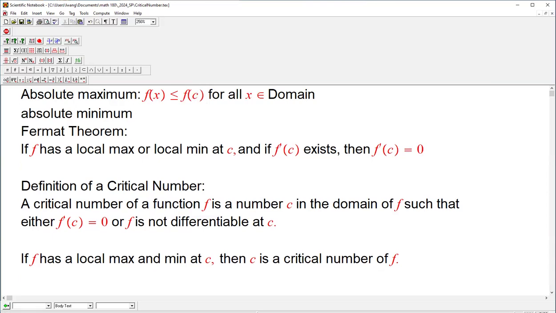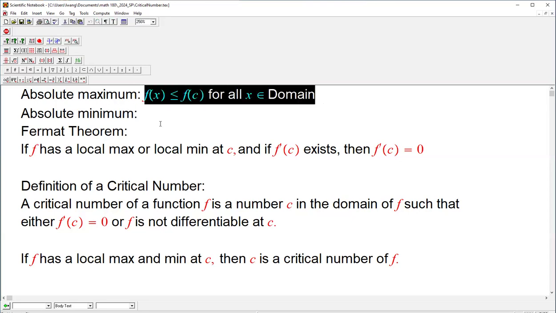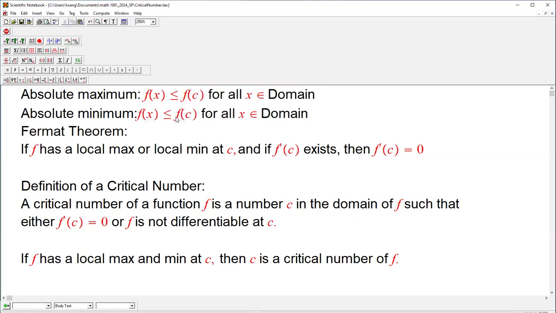And for absolute minimum, the definition is similar, except we change the direction of the inequality sign: every function value is no smaller than f of C. So this is absolute max, absolute min.